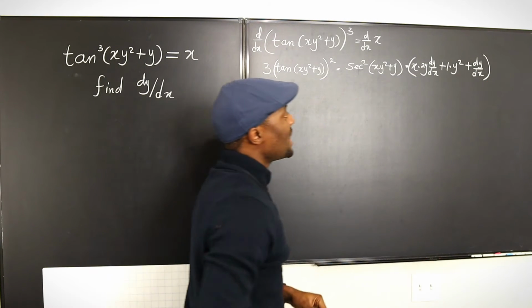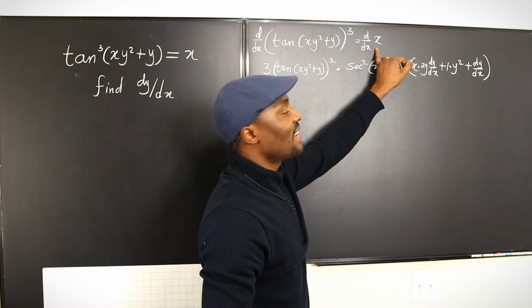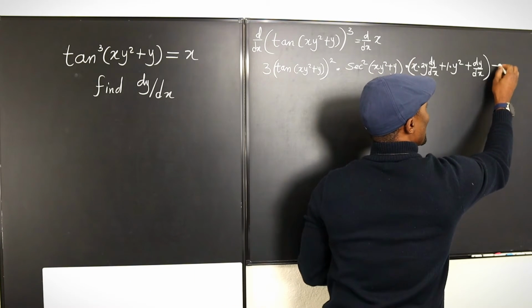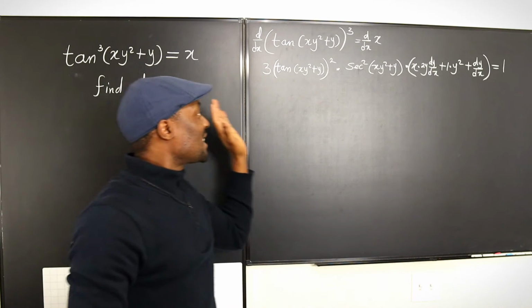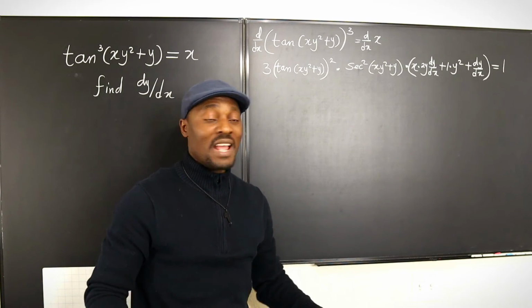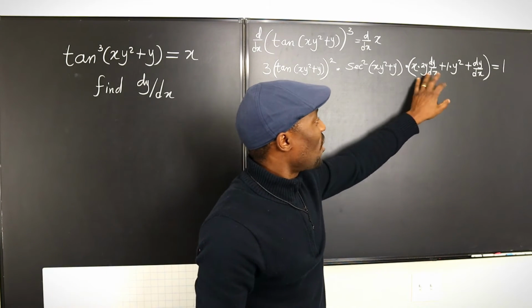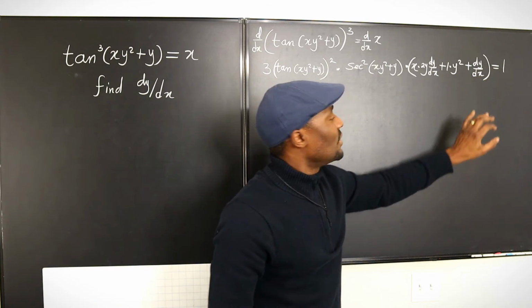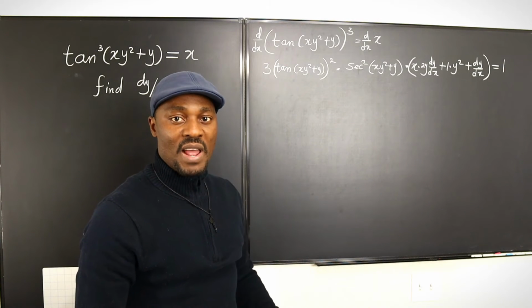And what do we get as our final answer on the right-hand side? It's going to be 1. Now that's all you've got to do. Okay, that's the hardest part. Now the next thing is just to solve this so that you can get dy/dx out from the parentheses.